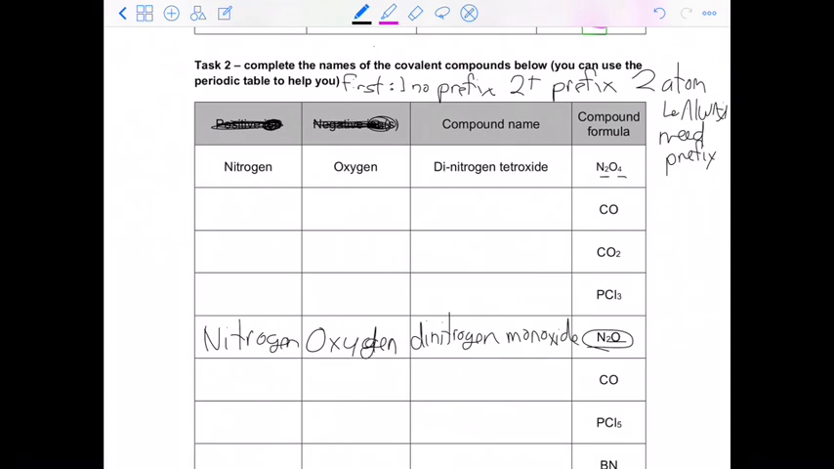You notice that if we start with a vowel, instead of saying monooxide, we just say monoxide. The same is for here, we cut out the A in tetra, we don't say tetraoxide, we say tetroxide. So we cut off that final vowel to help it flow better with oxygen.